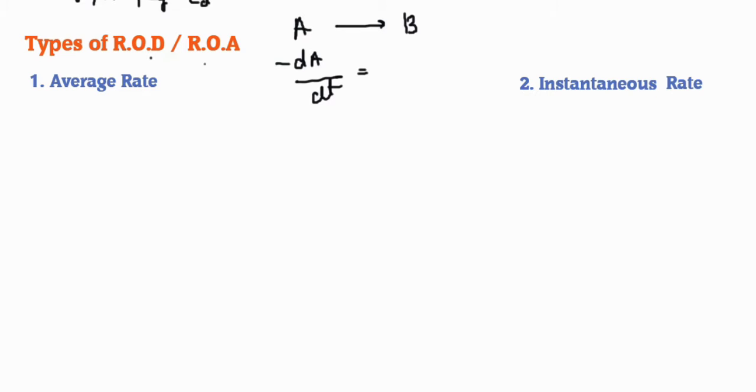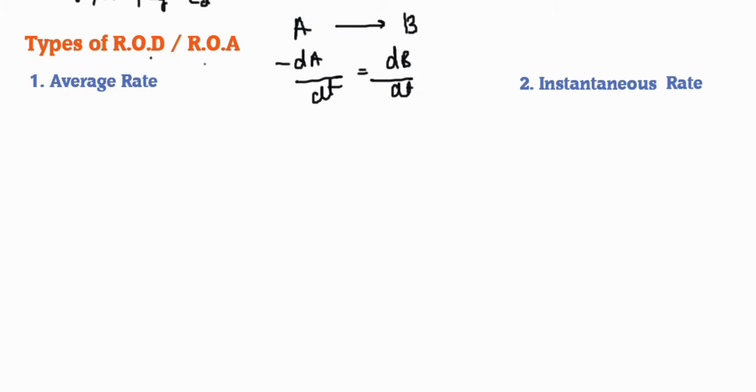So let's talk about the types of rate: rate of disappearance and rate of appearance. First is average rate. So what is average rate? Let's take an example. Reaction A is giving B. So what is the average rate?